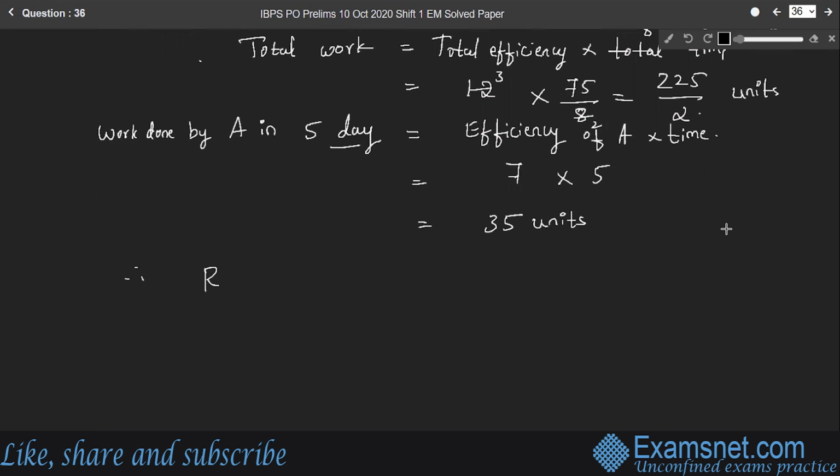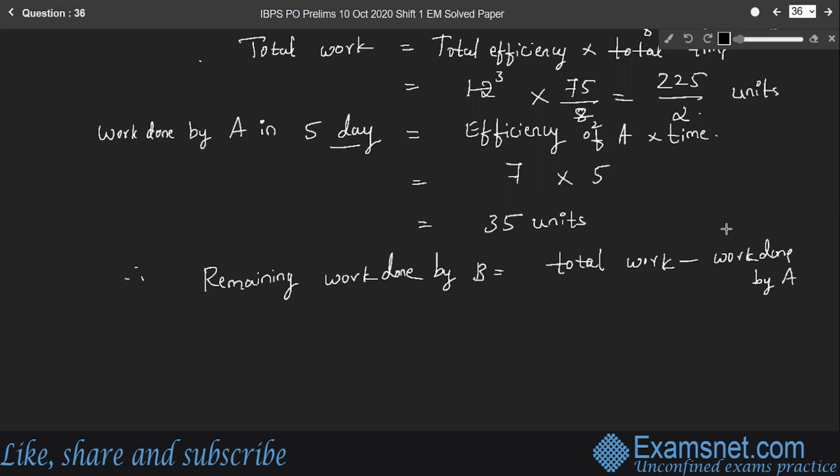Therefore, remaining work. So remaining work is done by B, right? Remaining work done by B is equal to total work minus work done by A. Total work is, so 225 by 2 minus 35, right? Therefore it is, so 155 by 2 is the remaining work done by B.